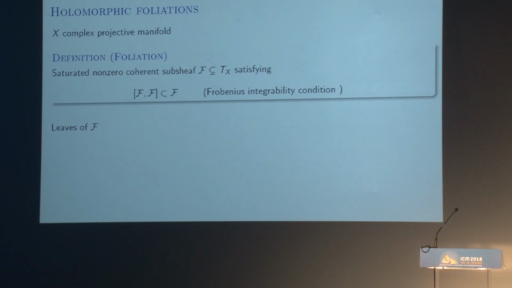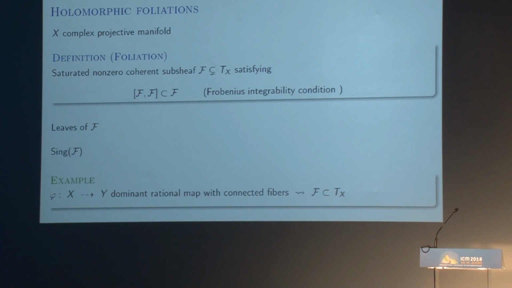There may be some points, since I'm looking at the subsheaf, where F is not a subbundle of the tangent bundle. This set is what we call the singular set of the foliation. And we are going to come back to that later.